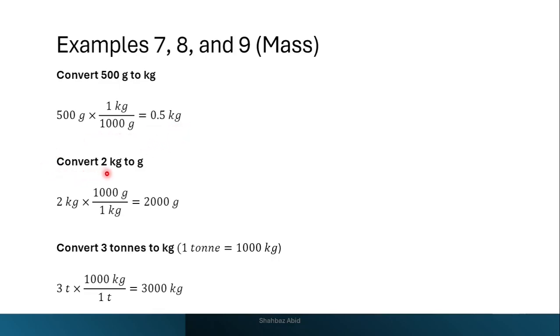Convert 2 kilograms to grams. 2 kilograms is given to us. Kg cancels out. 1 kg is actually equal to 1000 grams. So 2 multiplied by 1000 is going to give us 2000 grams.